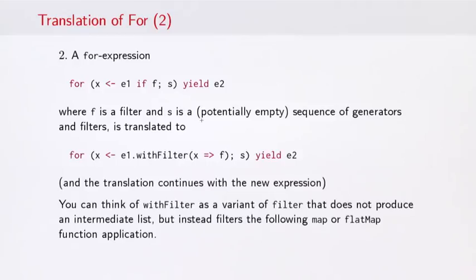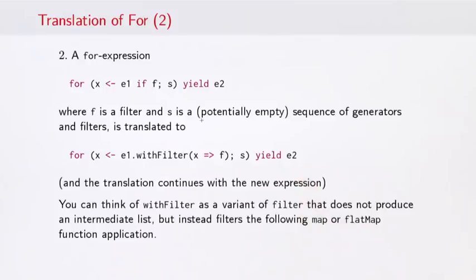The second rule applies to for expressions that follow the initial generator with a filter, here written if f, and there could also be other elements, expressed as s, that follow this in turn. Such a for expression is translated to this one that you see here. The idea is that the filter f would appear as the body of an anonymous function, x => f, that gets passed to withFilter of the first expression. So essentially what you do is you take the generator expression e1 and you immediately prune down all the elements to those that satisfy the filter f, and then you continue with the rest of the for expression.